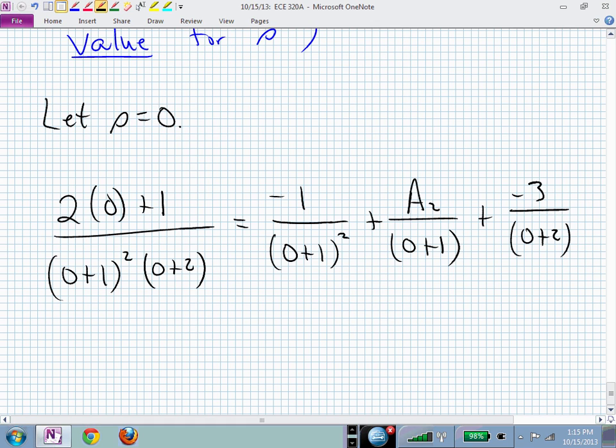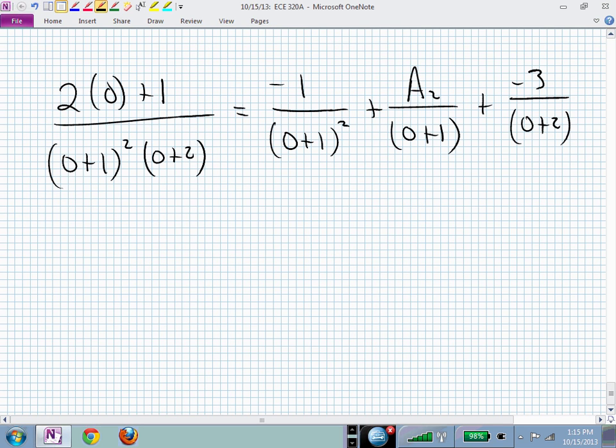s equals 0 is a convenient value of s. And you could have picked s equal 1/2, s equal 2, s equal minus 2. No, not s equal minus 2, but s equal minus 3. If you think that's convenient, go for it. Just make sure your algebra is correct, and it will give you the correct answer. If we now solve this for A2, on the left-hand side we have 1/2. We have minus 1 plus A2 minus 3/2.